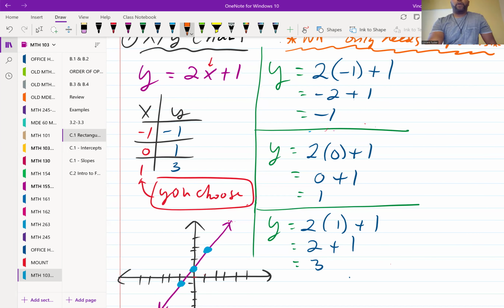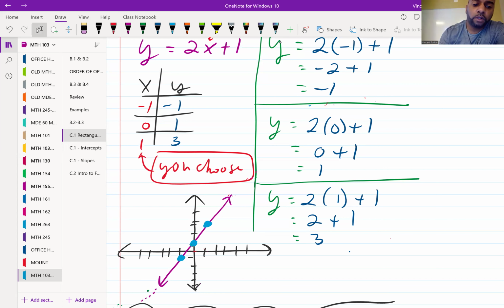Once you have your ordered pairs, you can go ahead and graph them. So once again, you start at your origin. First one is -1, -1, so you go down 1, left 1. So that's this point right here. 0, 1, so you don't go left or right for x, but you go up 1, which is right here. And then 1, 3, go to the right 1, up 3, which is right here. And connect the dots. That will be your line. That line represents that equation graphically.